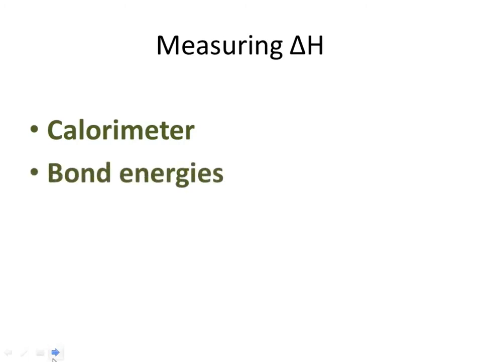Now, we are going to discuss how we can measure enthalpy changes. There are 3 ways to measure enthalpy changes. The first one is by using a calorimeter, which is an instrument. The second one is by using bond energies. The values of bond energies are usually given in your data booklet. You have to use those values and calculate the enthalpy change of a given reaction. And the third one is by using Hess's law.